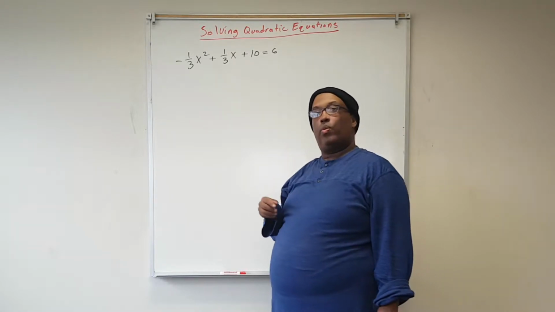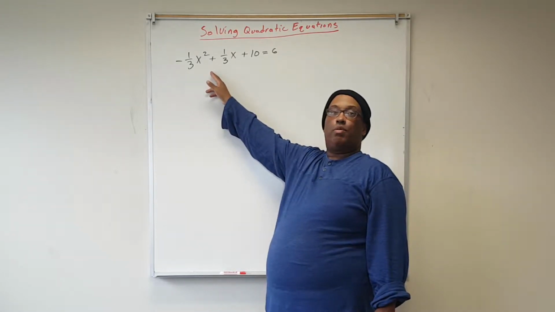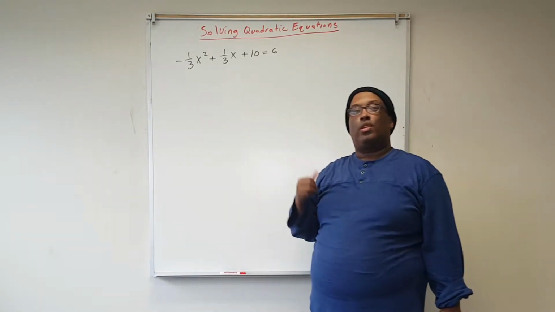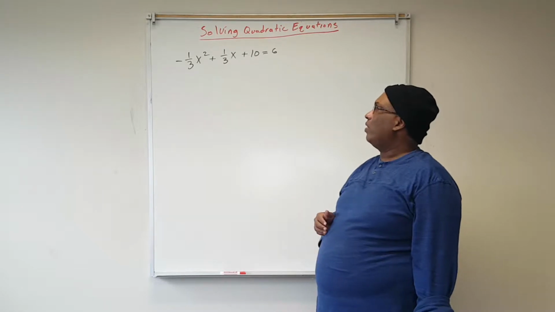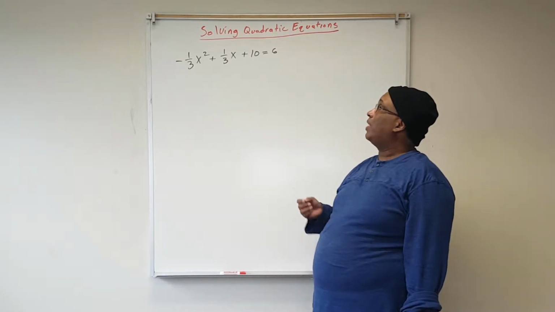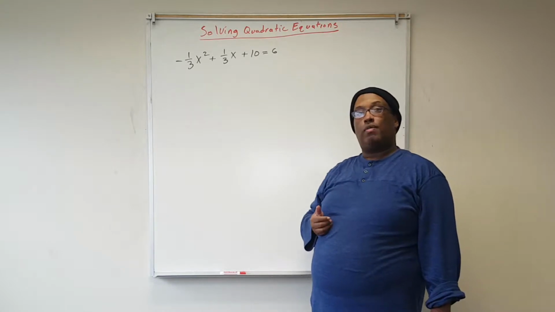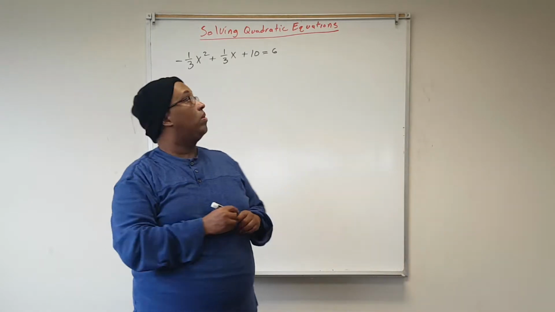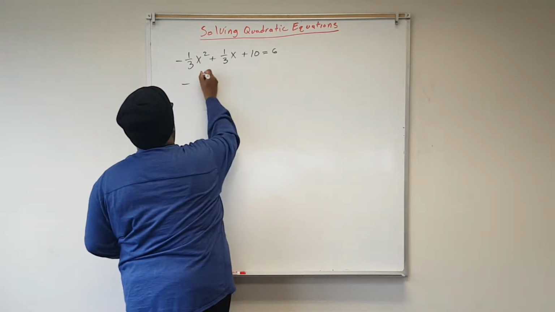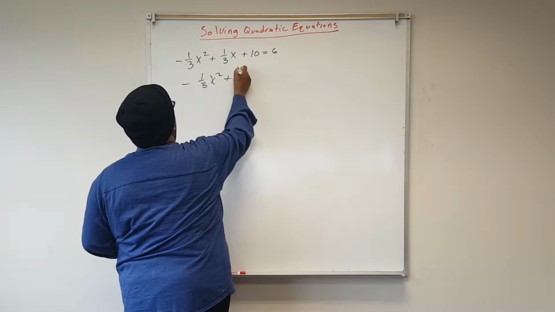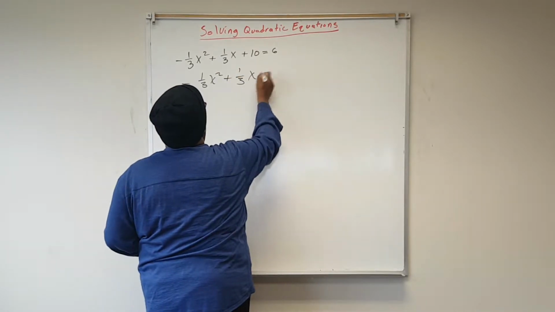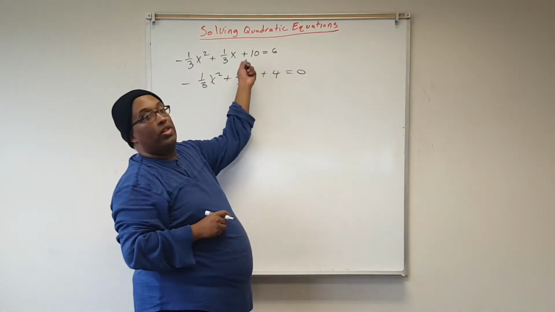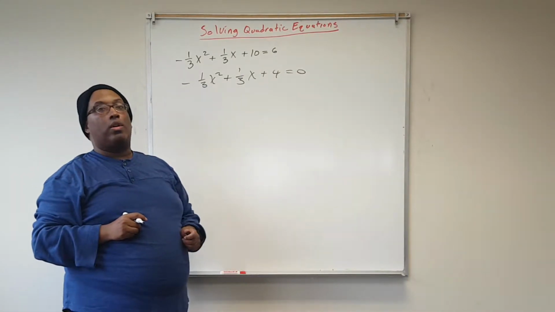A quadratic equation is when the leading exponent, or the highest exponent, is x squared in the equation, and this is one such problem. We have negative 1/3 x squared plus 1/3 x plus 10 equals 6. We want to solve this because it's an equation, so let's set it equal to 0. We get negative 1/3 x squared plus 1/3 x plus 4 equals 0. If I subtract the 6, 10 minus 6 is 4.